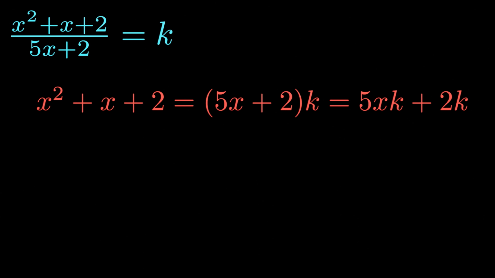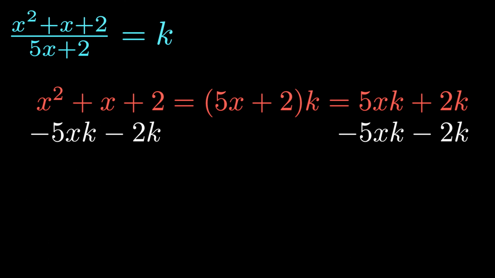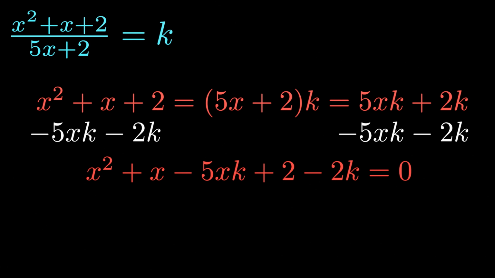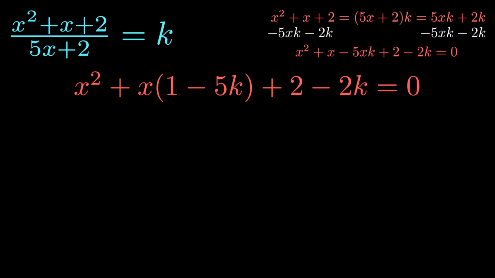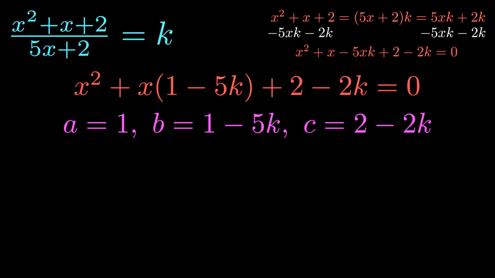So we have x squared plus x plus 2 is equal to 5x plus 2 multiplied by k, which simplifies to 5xk plus 2k. Now rearranging our equation, we have x squared plus x minus 5xk plus 2 minus 2k is equal to 0. Notice here that we have a quadratic equation with the following coefficients: a equal to 1, b equal to 1 minus 5k, and c equal to 2 minus 2k.